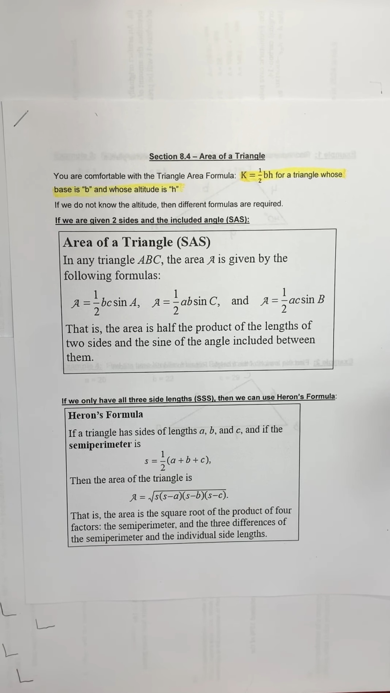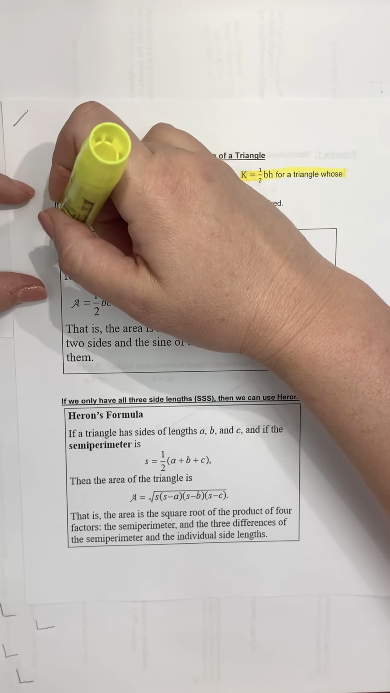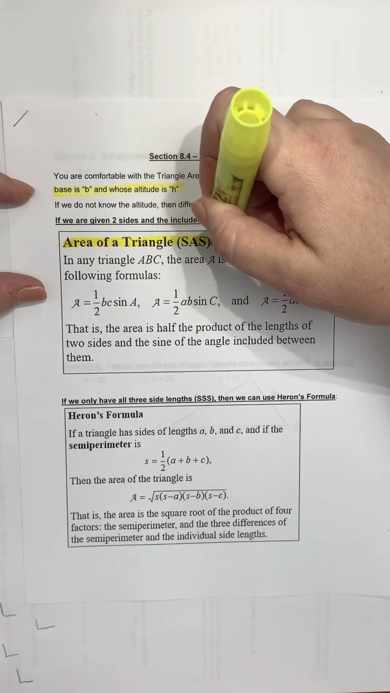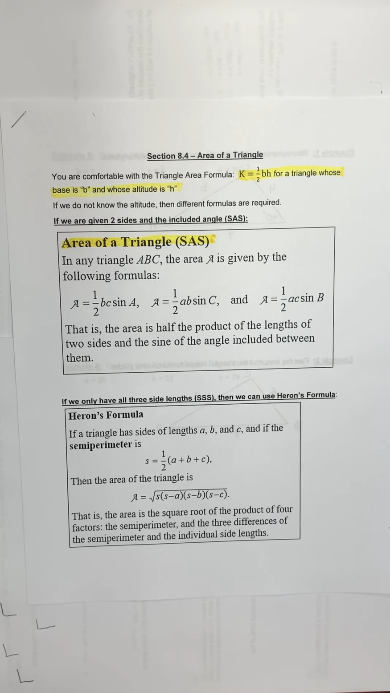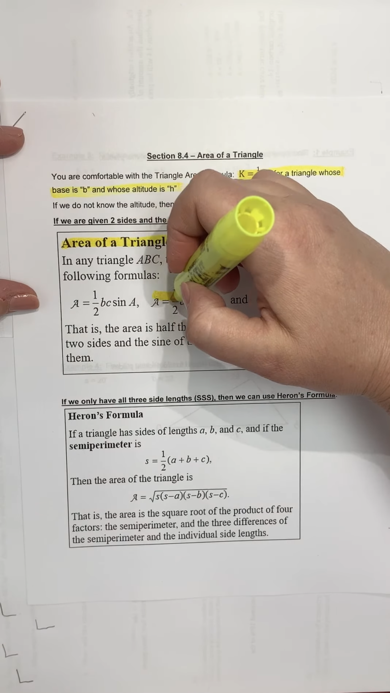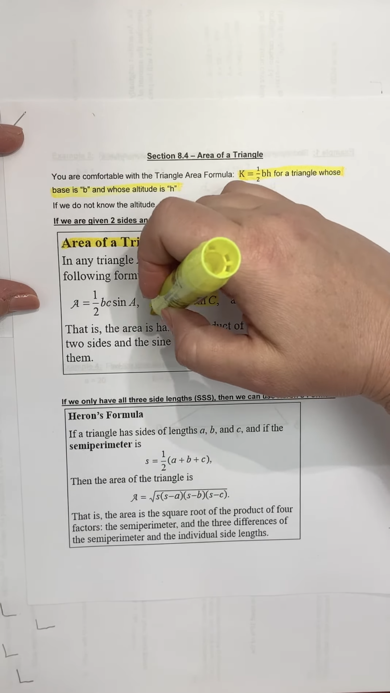The problem is the altitude. We don't always know that height of the triangle, especially if it's not a right angle triangle. So in those cases, we have 2 other formulas that we're going to look into. One of those formulas we're going to use if we are given 2 sides and an included angle, the SAS. So in that case, MyMathLab likes this middle version.